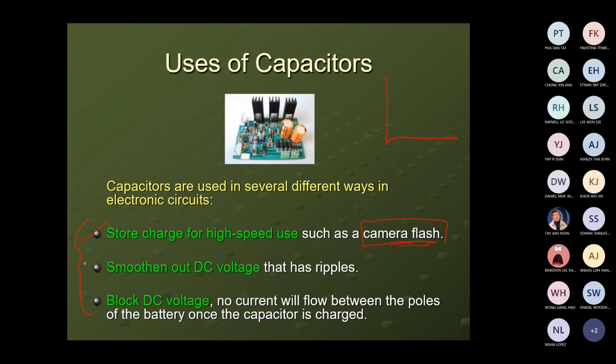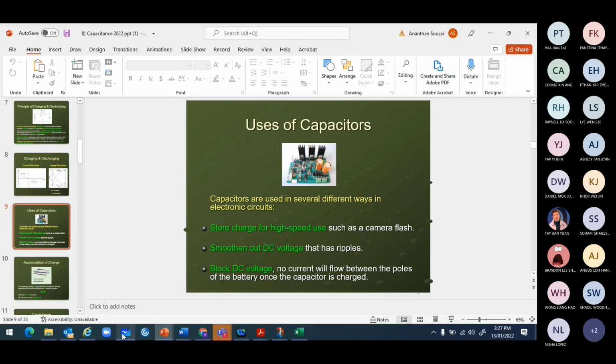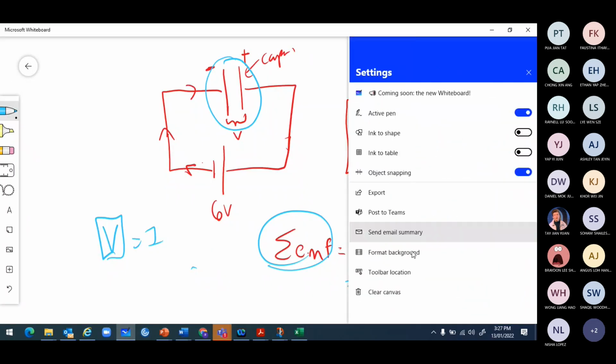The second use, I believe you will come across this, is to smoothen out DC voltage that has ripples. Did you learn about DC voltage that has ripples? What is DC voltage with ripples? Let me clear this.